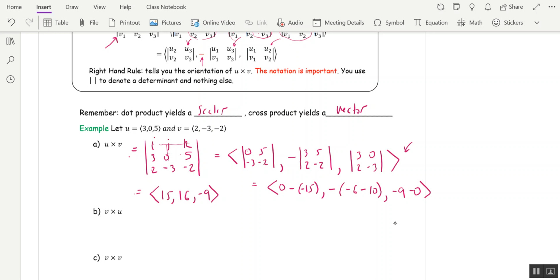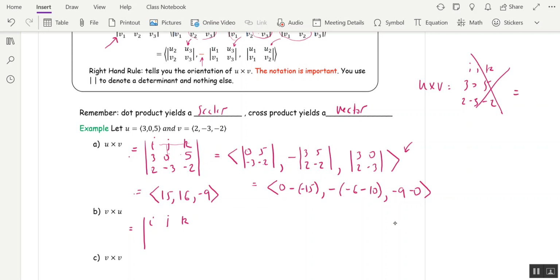All right, so why don't you pause it and do v cross u? Hopefully you did the first step, ijk, correctly, and you need these straight bars. You wouldn't believe how many times I'll see on a test, u cross v, and people will leave out either the bars or the ijk, and I see things like 3, 0, 5, 2, -3, -2. Maybe they'll put the ijk, but then no bars. So make sure your notation is correct.